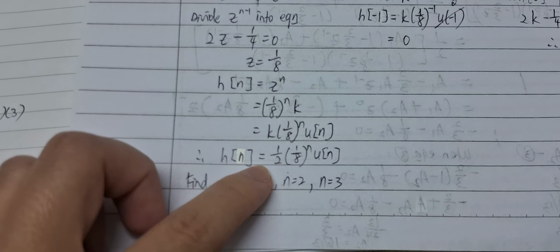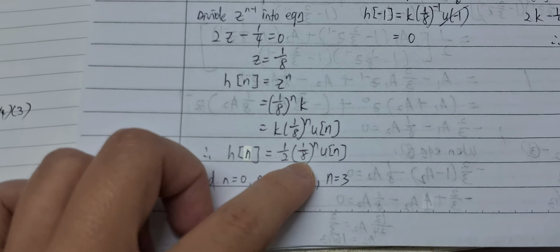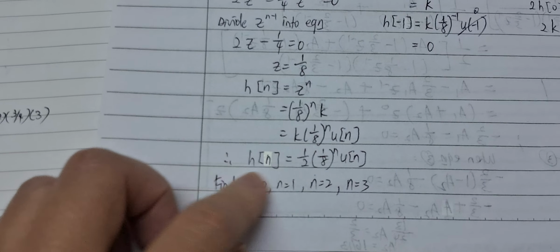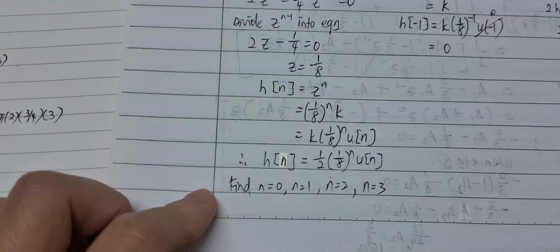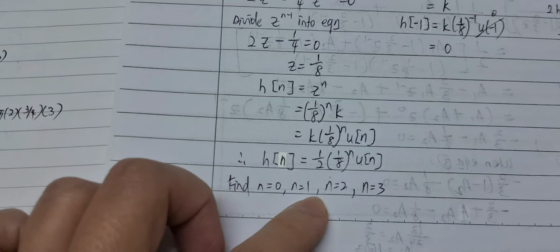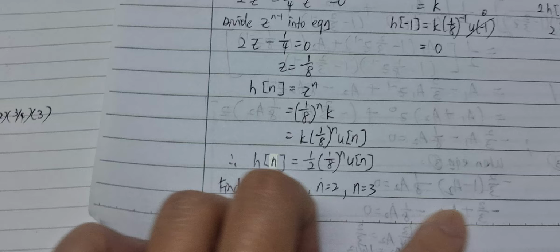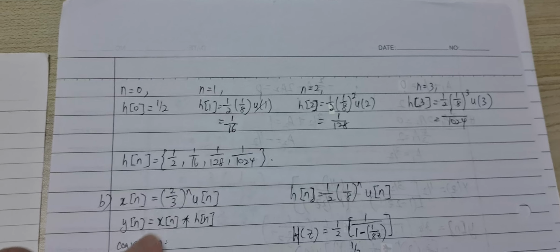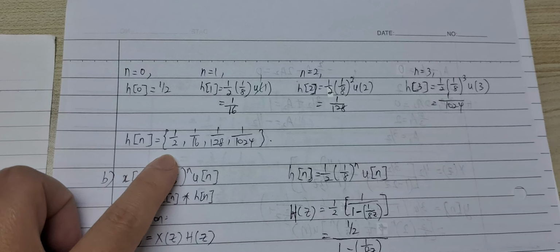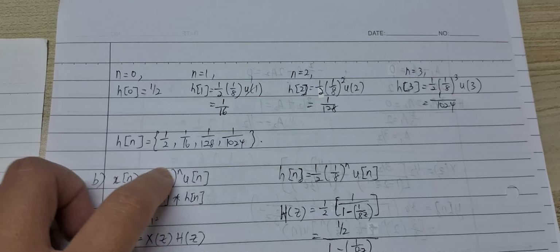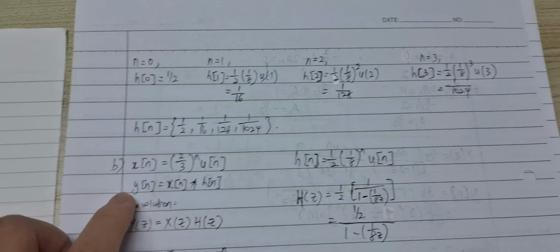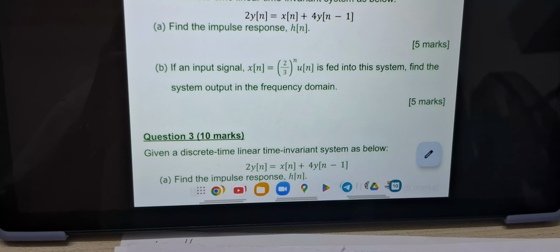So hn will equal 1/2 times (1/8)^n un, and when we get this formula, we can also get hn when n equals 0, 1, 2, until 3. Okay, we're done for this. So the hn value will be 1/2 when n equals 0, and when n equals 1 it is 1/16, and so forth. So we move forward to the last part of this question.